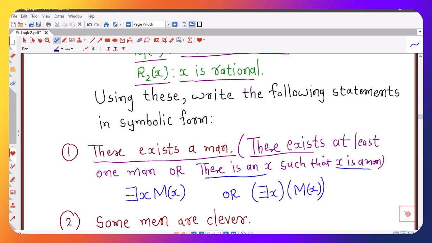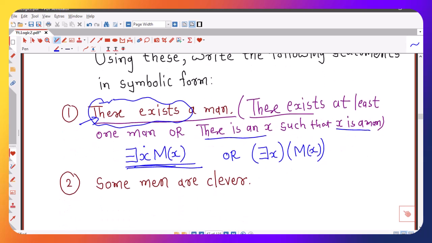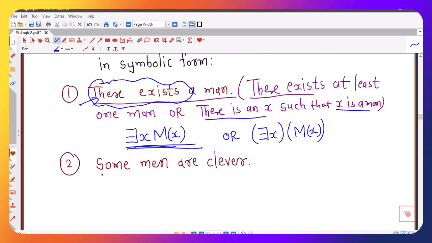So whenever some statement function is true for some value of x, or for at least one value of x, or whenever we have this type of words in our statement, then we will use the existential quantifier. So there exists a man can be denoted by this notation, and this is the symbolic form for this expression. Second statement is some men are clever.